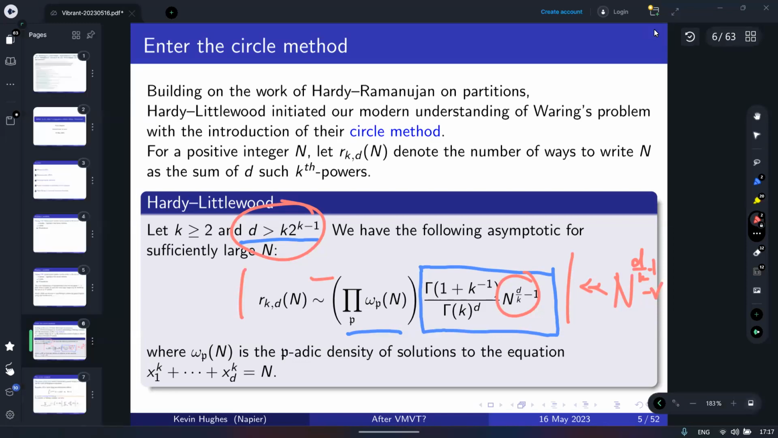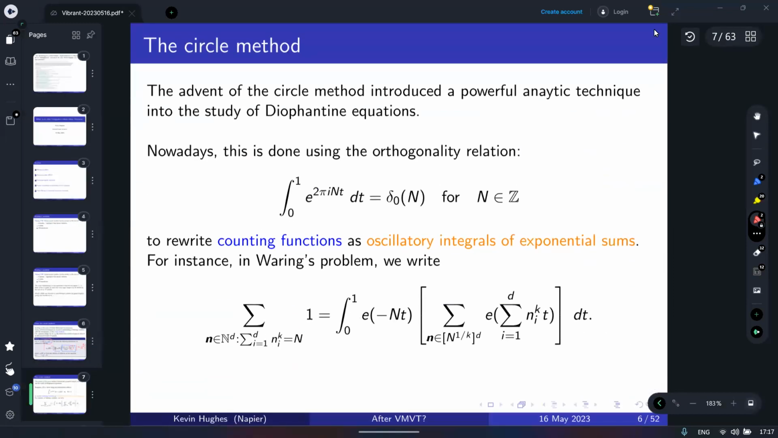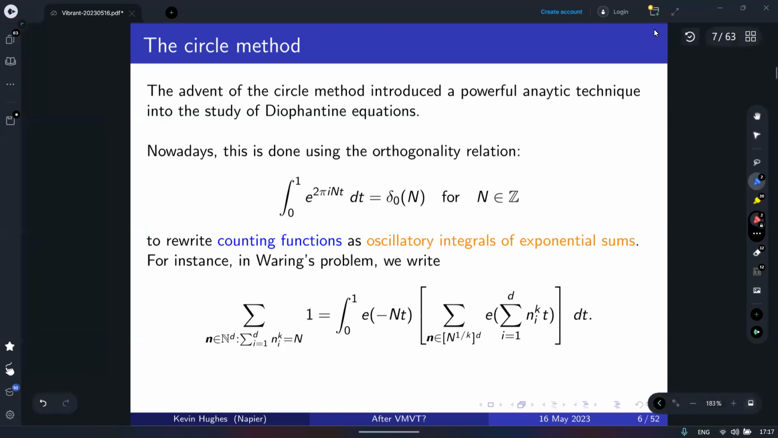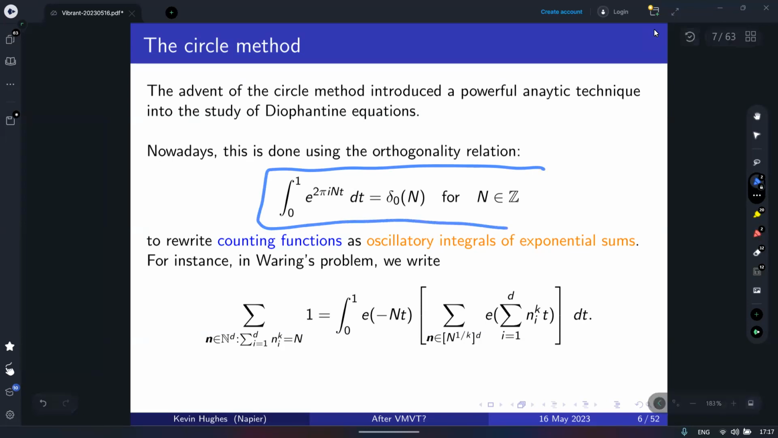So how do they do this, and what does the circle method do? Well, the circle method is an incredibly powerful technique to study Diophantine equations. And its starting point, at least nowadays, is really in this formula. I'm going to write the delta function, which is just the function that's 1 at 0 and 0 everywhere else, in terms of an oscillatory integral, just this one right here.